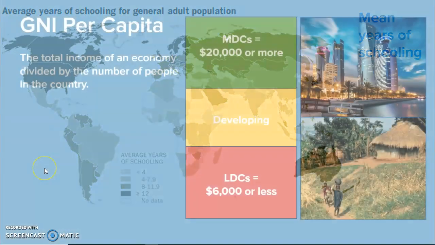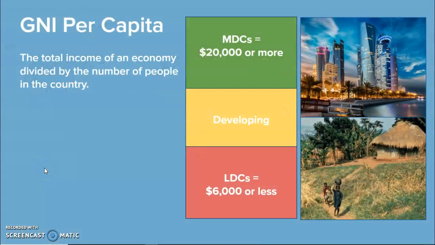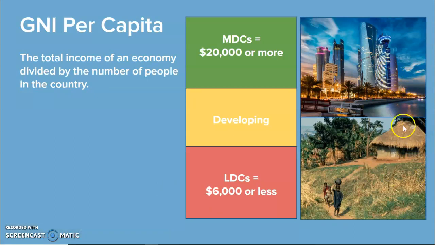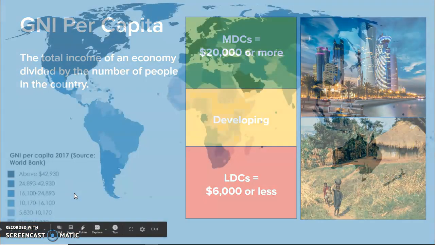The GNI is the gross national income per capita, the total income of an economy divided by the number of people in the country. So in a more developed country it's 20,000 or more, and in a less developed country it's 6,000 or less. And you'll see the standard of living in those different types of places are vastly different.